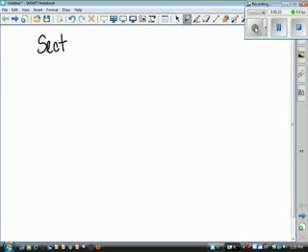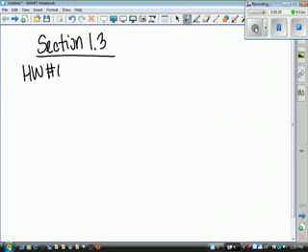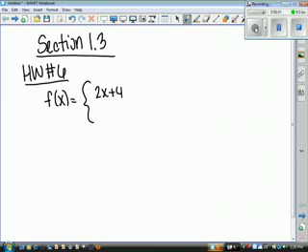Okay, this is section 1.3, and first we're going to finish up how to do homework number 6. So the first thing that we're going to talk about, and we did a little bit of this the other day, is what do you do when you have a piecewise defined function such as this, and I ask you to graph it.